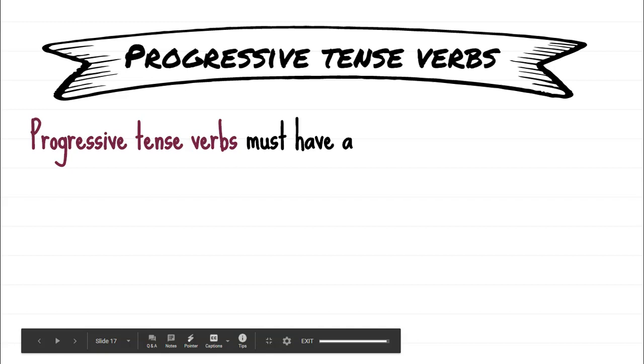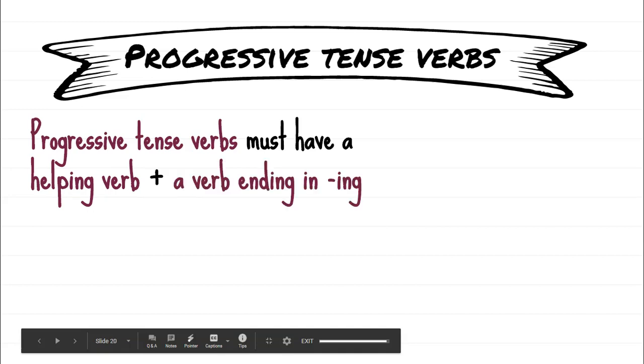Progressive tense verbs can occur in the past, in the present, and the future, and I'm going to show you how. Progressive tense verbs must have a helping verb. Helping verbs are verbs like will, are, is, plus a verb ending in ing. So, for example, was is a helping verb, and a verb ending in ing, it could be anything, swimming, eating, jumping.